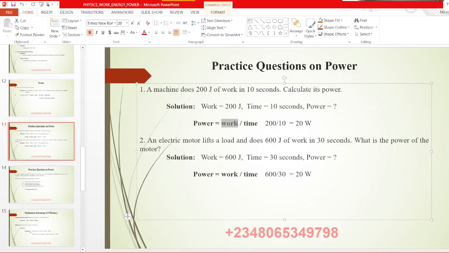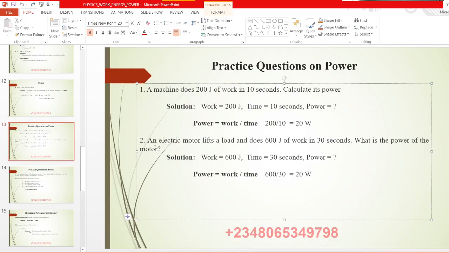Very tricky, where they would never tell you that the work done is 200 joules. They might tell you that a machine exerts a force of 20 newtons for 10 meters in 10 seconds. Calculate its power. You need to calculate work first, and work is force times distance. But this question is direct. We know power equals work divided by time, and the power here will be 20 watts.